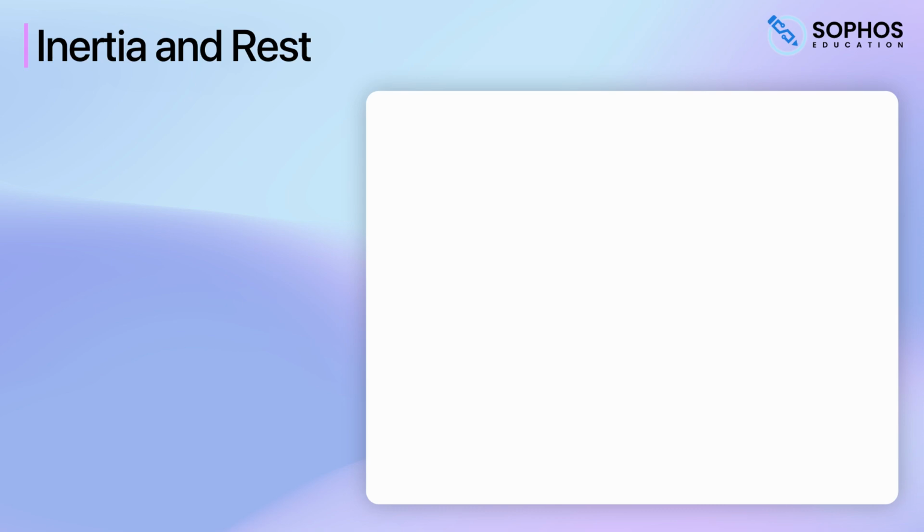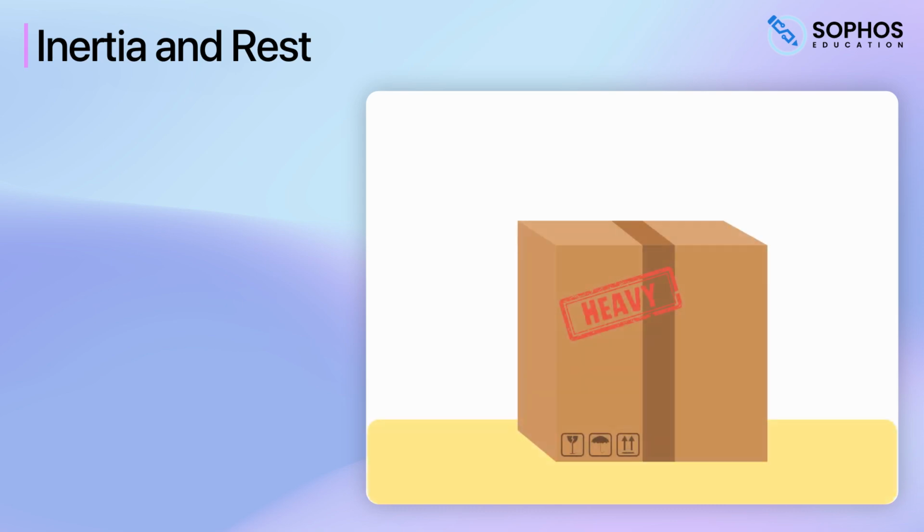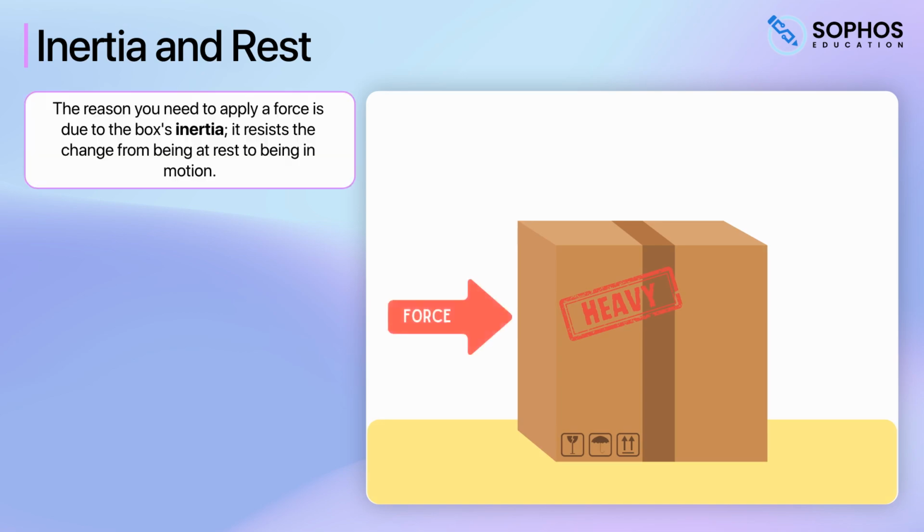Let's apply these ideas to objects at rest. Imagine a heavy box sitting on the floor. To move it, you need to apply a force. The reason you need to apply a force is due to the box's inertia. It resists the change from being at rest to being in motion.